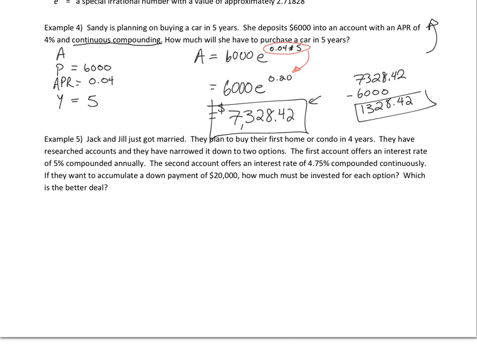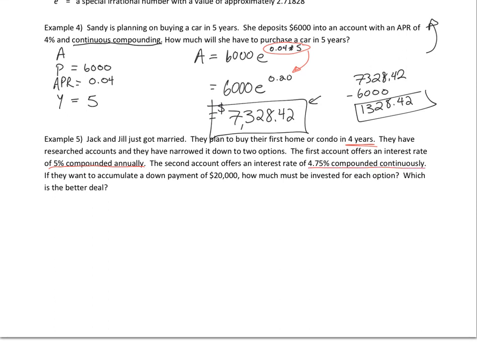All right, last one. Jack and Jill got married. They planned to buy their first condo in 4 years. So that looks like some important information. I'm going to give that an underline. 4 years. They have researched accounts and they have narrowed it down to 2 options. The first account offers an interest rate of 5% compounded annually. All right, so here's one scenario, 5% compounded annually. The second account offers an interest rate 4.75% compounded continuously.